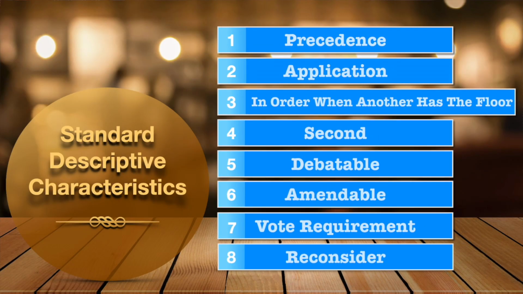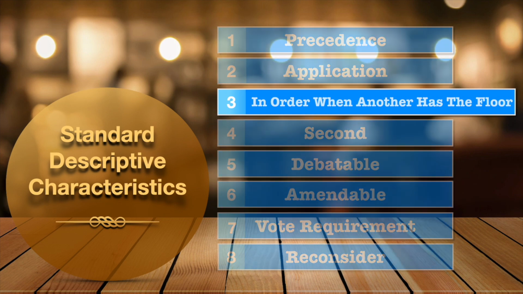In this video, we're continuing the Standard Descriptive Characteristics series. As you probably know by now, I love the standard descriptive characteristics because they are a great way for anyone to be able to quickly access the rules that govern a particular motion in a meeting. There are 8 standard descriptive characteristics for each motion, and in this video we will be covering the characteristic known as in order when another has the floor.